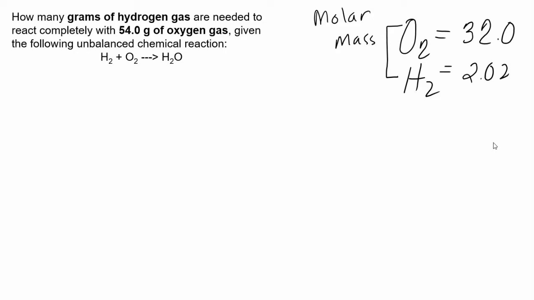So try this exercise. How many grams of hydrogen gas are needed to react completely with 54 grams of oxygen gas, given the following unbalanced chemical reaction? So we have an unbalanced chemical reaction. Of course, you have to balance this first. And then you may use this information, the molar mass for oxygen, which is 32 grams. And for hydrogen gas, we have 2.02 grams. So I will be giving you 10 minutes to answer this exercise.